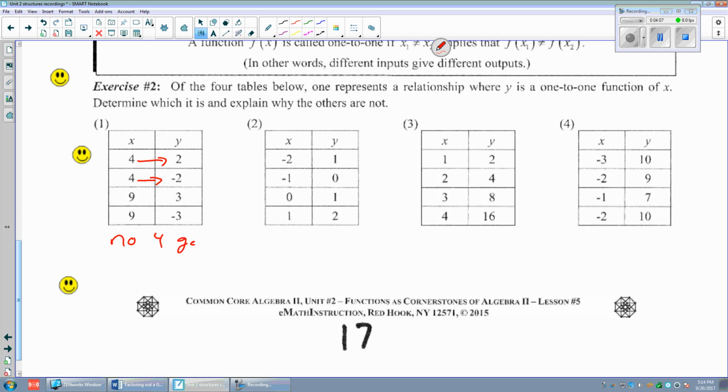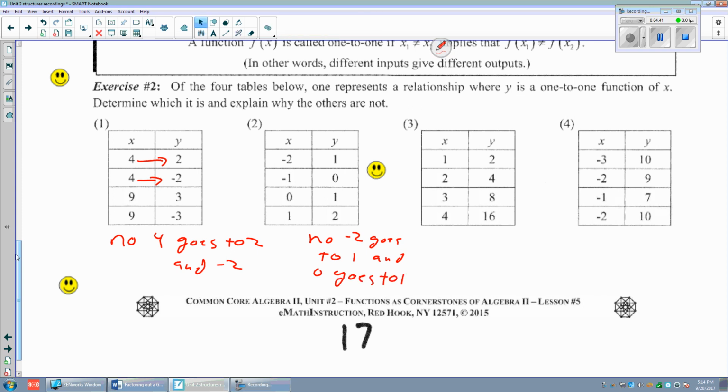Four goes to 2 and -2. Let me see. -2, -1, 0, 1. So far, so good. 1, 0, 1, 2. No. -2 goes to 1 and 0 goes to 1. Can't happen for one-to-one.